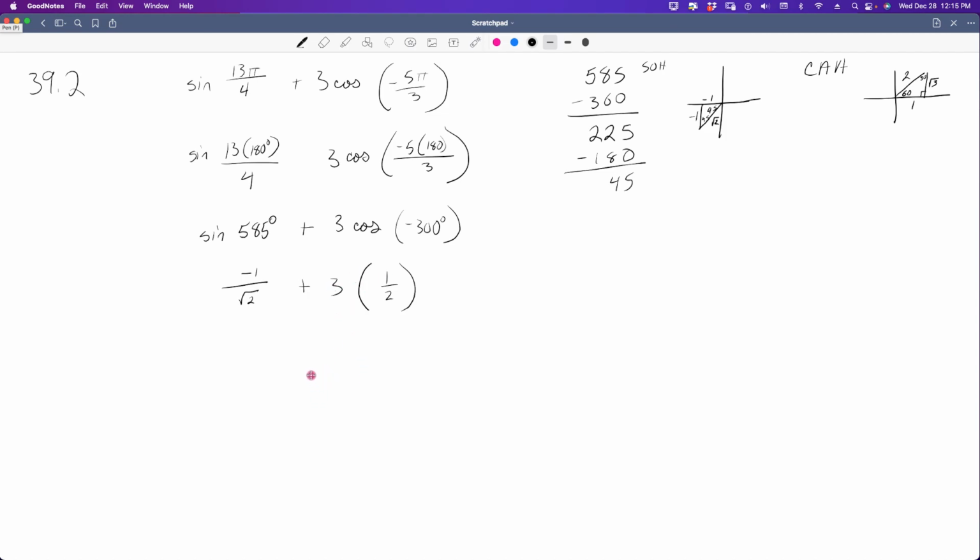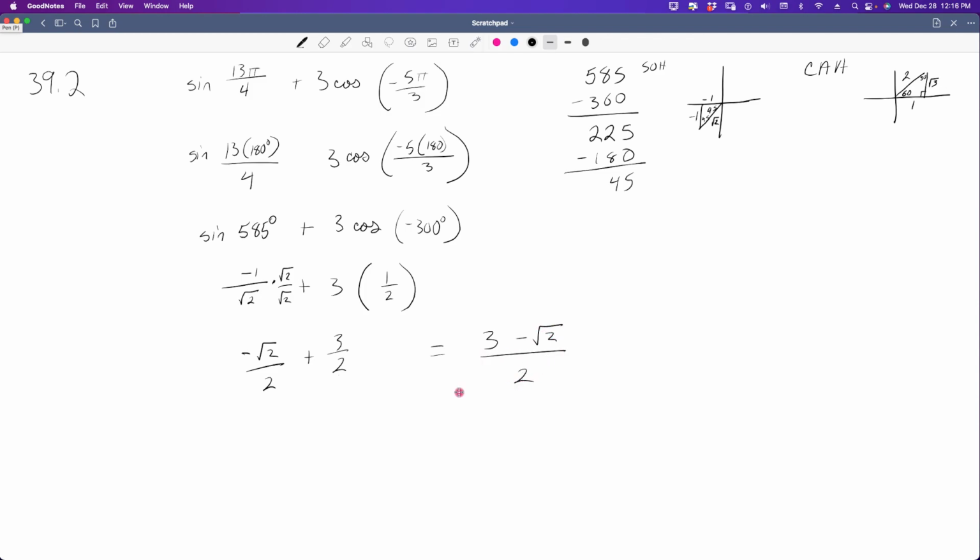So 3 times that, that's going to be 3 halves, I should say. And we want to normalize this by multiplying by the square root of 2 on the top and the bottom. So a negative square root of 2 over 2. And we want to put this in the simplified form. So that would equal 3 minus square root of 2 all over 2.